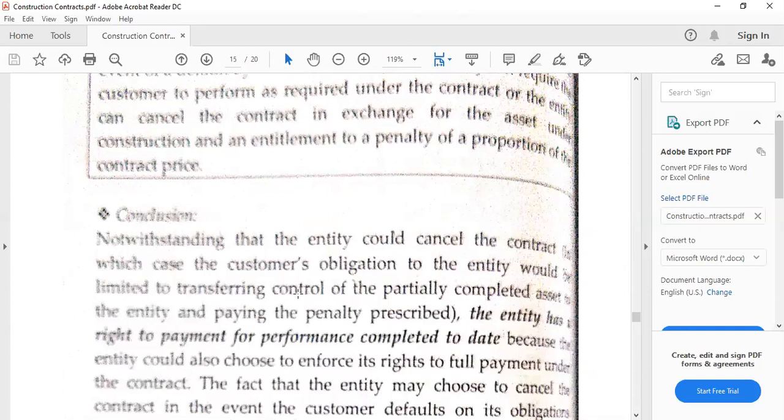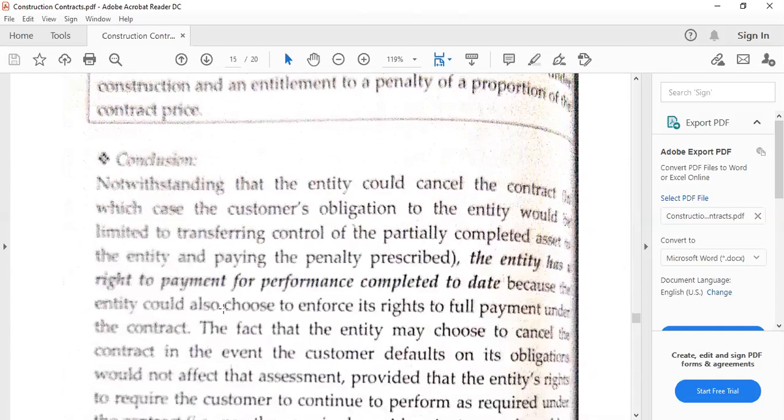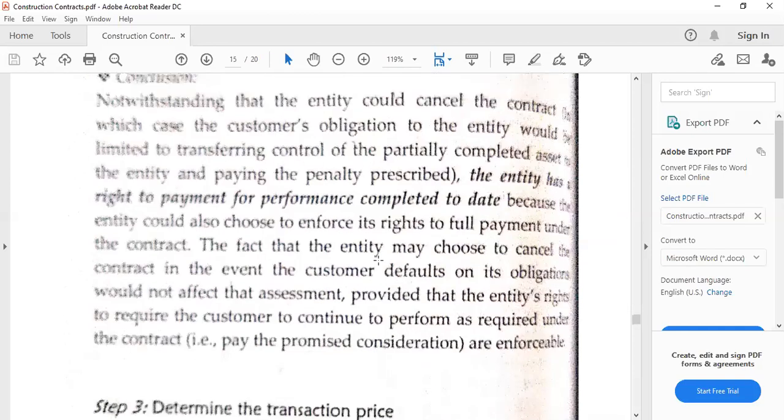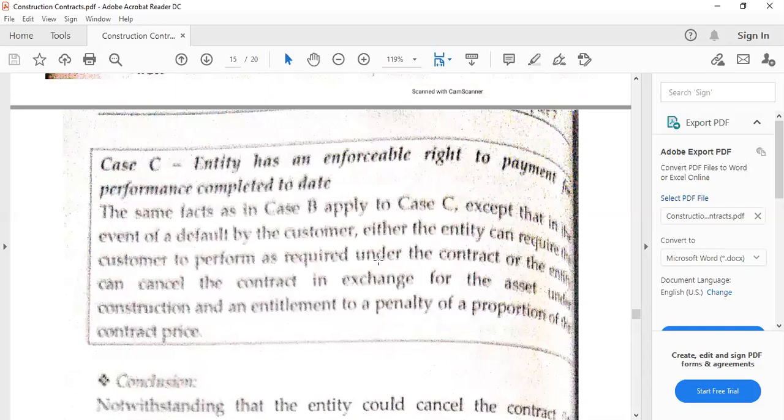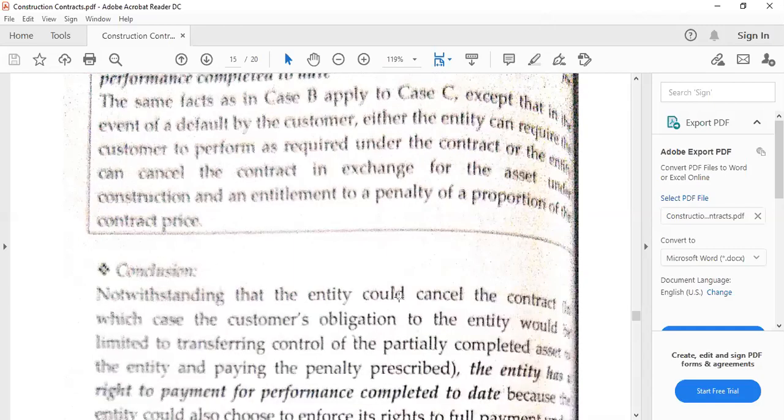So in this case, since the entity could cancel the contract, in which case the customer's obligation to the entity would be limited to transferring control of the partially completed asset to the entity and paying the penalty prescribed. So in this case, the entity has a right to payment for performance completed to date. So even if there are default provisions and so on, in case any of the parties would violate the terms of the contract, that would still result in recognition of the revenue over time.